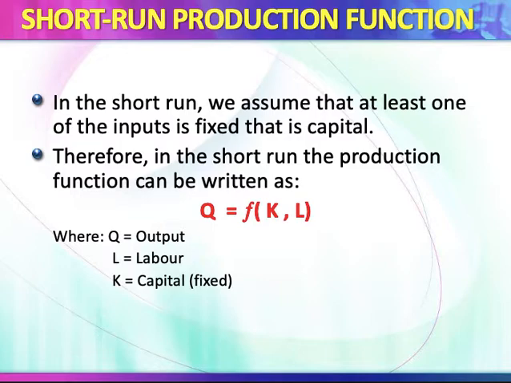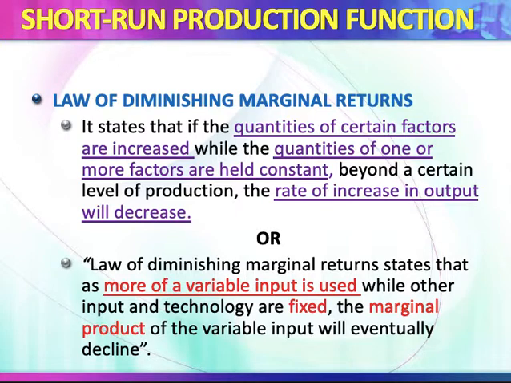In the short run, we have the law of diminishing marginal return. What does it mean by law of diminishing marginal return? This law states that if the quantities of certain factors, meaning the variable input, are increased while the quantities of one or more factors are held constant, meaning there is a fixed input, then beyond a certain level of production, the rate of increase in output will decrease. The output increases, but the rate decreases.